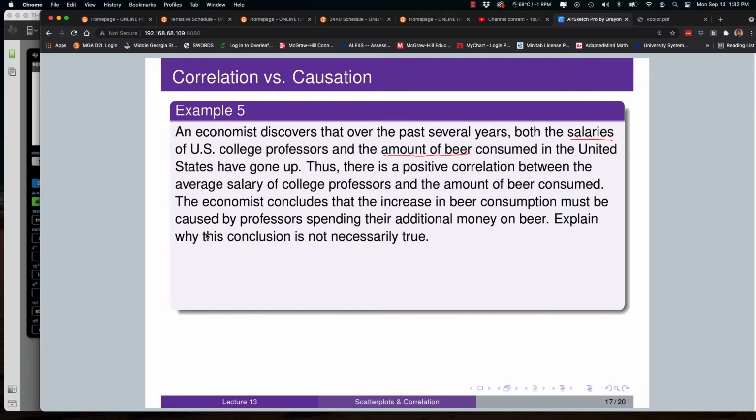So the economist concludes that the increase in beer consumption must be caused by professors spending their additional money on beer. Let's explain why this conclusion is not necessarily true. Are they correlated?